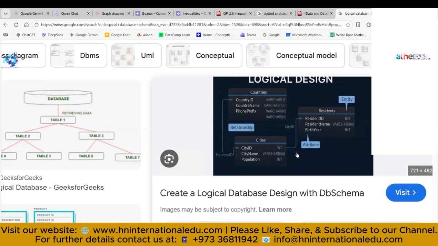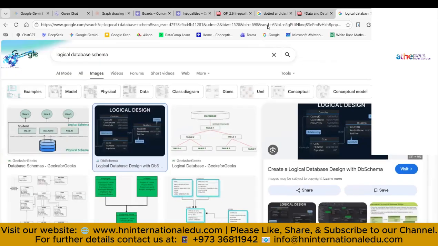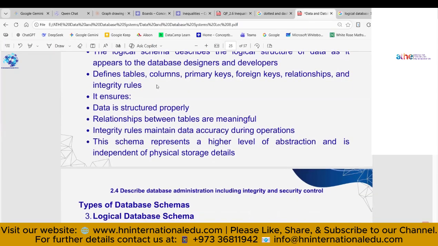Okay, so cities have a relationship with residents, and countries have a relationship with cities. Like you can see, countries have cities, or cities are made up of countries. Cities have residents, like this. We use this logical database design. In this we define tables, columns, primary keys, foreign keys, relationships, and integrity rules.